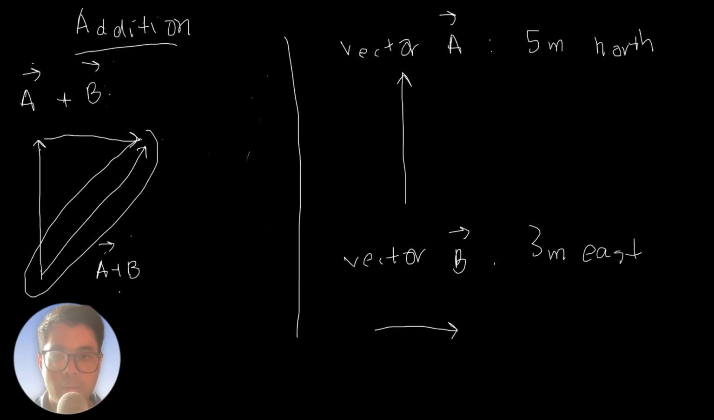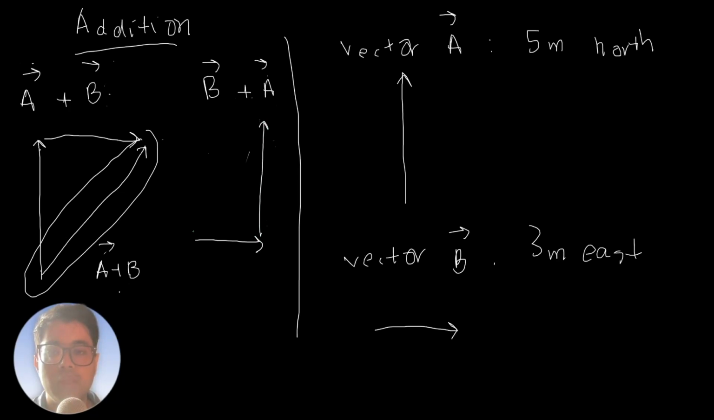Now, how about B plus A? We take B and then we join that with A. We piece them together by taking from the tail of B towards the head of A. So this is B plus A.